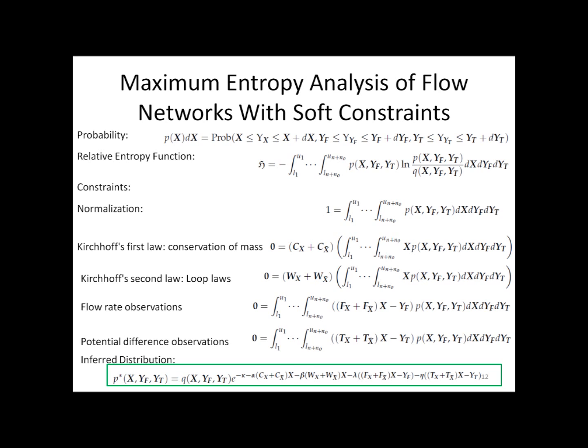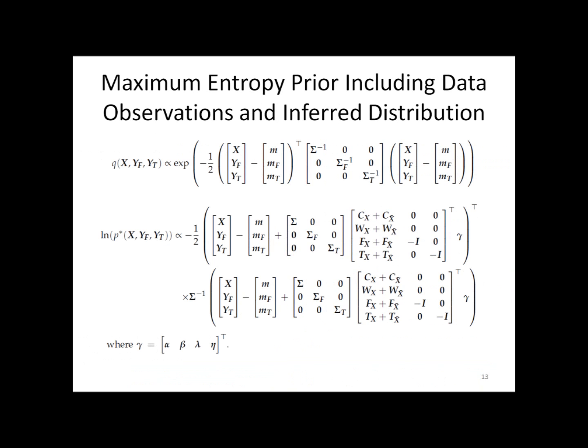And if I go through and maximize my entropy function using the method of Lagrange multipliers, I end up getting a probability distribution which looks like this. If I decide my prior to be a Gaussian as set here, now my prior includes my prior over the flow rates within my system, which gives you the top line, and also the measured value of flow rates and also potential differences. And I'm incorporating that information also into the prior.